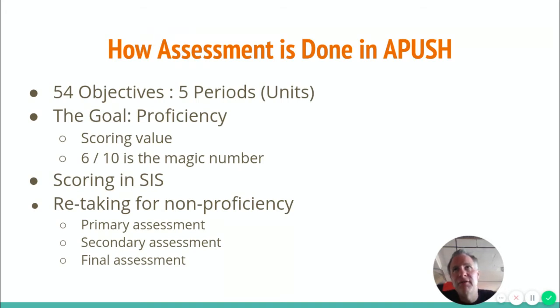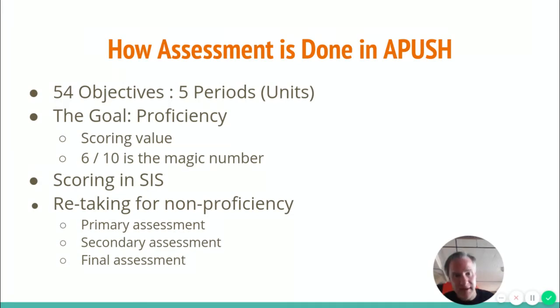And that allows, if you've had a bad day or something was on your mind or you weren't feeling good, or you just didn't get it and you need to go back and study a little bit more. If you get below proficiency on that second assessment, below a 5 that time, then you have the opportunity for one last chance to show that you have proficiency on that particular topic. That's called the final assessment.